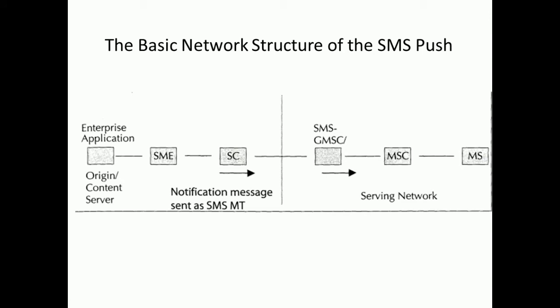The basic network structure of the SMS push. So in this picture we can see the enterprise application. The content server resides in the enterprise application, the SME and SC. Notification messages are sent as SMS MT here. The notification messages are sent from the content server to the MS. This is the serving network. The MS resides in the serving network.